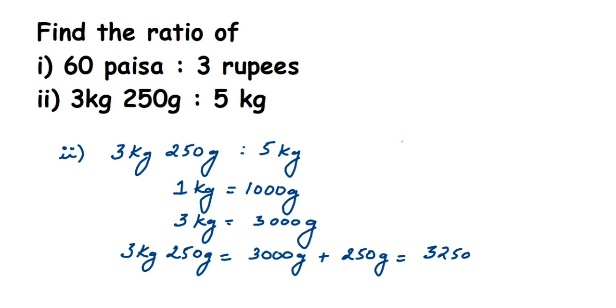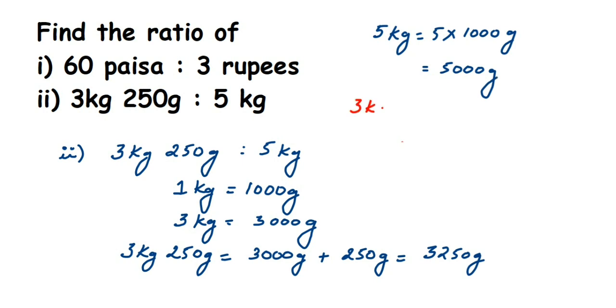Now similarly I'm going to convert the 5 kg also. So 5 kg will be equal to 5 into 1000 gram, which will be equal to 5000 gram. Now we're going to find out the ratio. So we want the ratio for 3 kg 250 gram is to 5 kg. So in place of 3 kg 250 gram, I'll write down 3250 gram is to 5 kg. In place of 5 kg, I'm going to put 5000 gram.